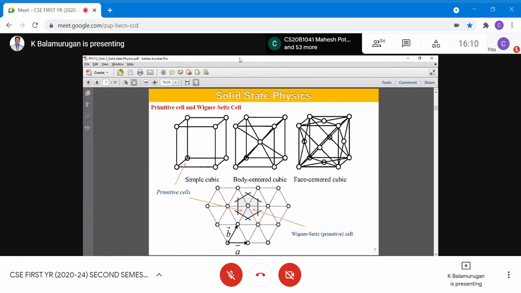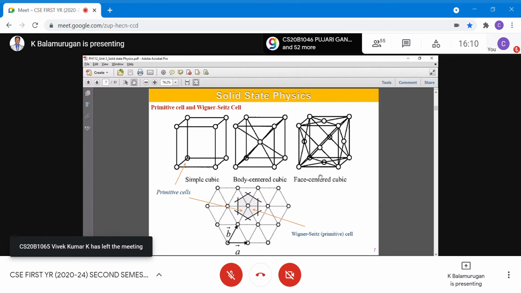Non-primitive unit cell, for example: this primitive unit cell is called simple cubic; then body-centered cubic. In addition to what you saw in the simple cubic, you have one atom at the center of the body of the cube. So you now have 1 plus 1 by 8 into 8, that is 2 atoms in the unit cell. So it is called non-primitive unit cell.